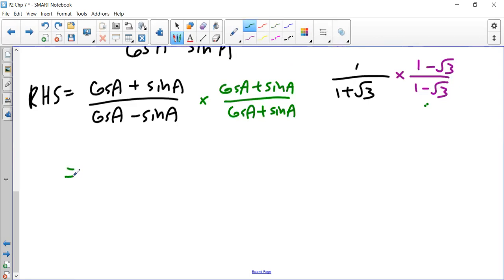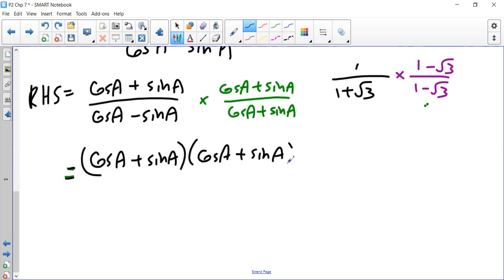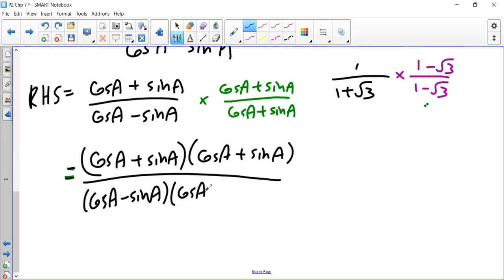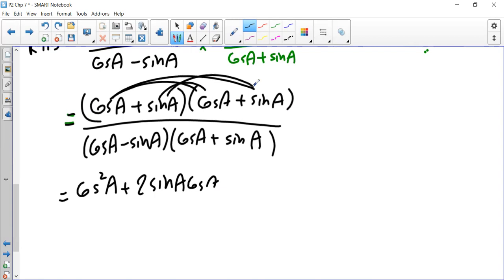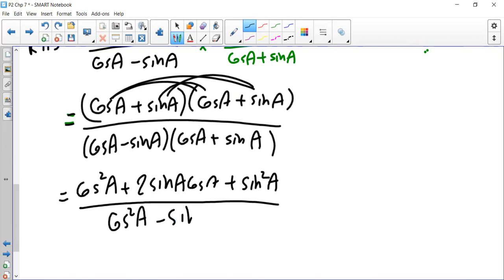Okay, now let's see how this takes us to the next step. So on top, expand the double bracket: cos A times cos A, cos squared A, cos A times sine A plus sine A times cos A, which is 2 sine A cos A, plus sine squared A. Denominator: cos A minus sine A times cos A plus sine A, that's the difference of two squares, cos squared A minus sine squared A.